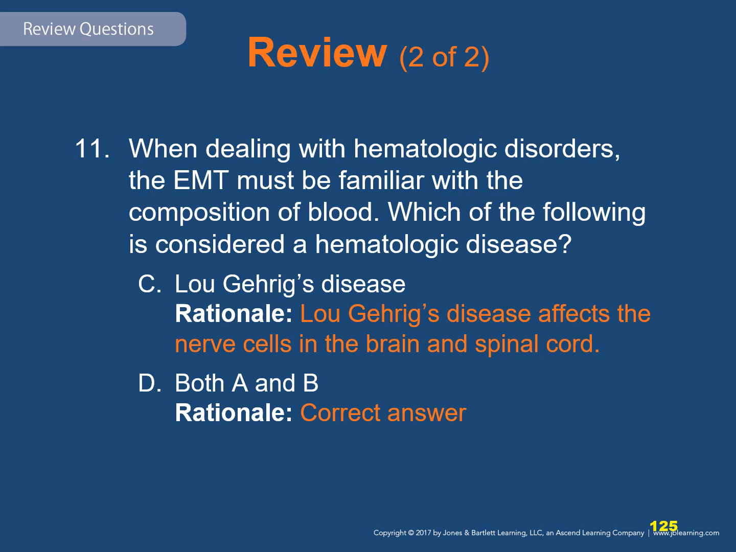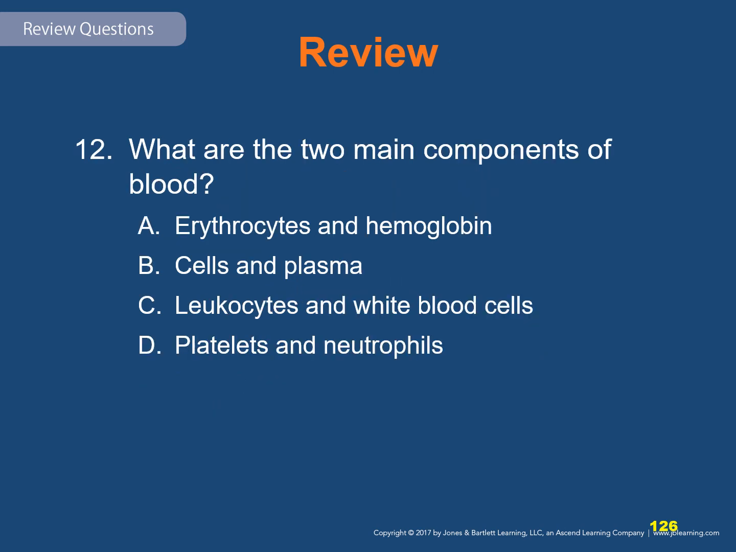Okay, and then D, both A and B, that's the correct answer because, of course, sickle cell disease and hemophilia are both hematologic diseases. 12. What are the 2 main components of blood? A, erythrocytes and hemoglobin. B, cells and plasma. C, leukocytes and white blood cells. And D, platelets and neutrophils.